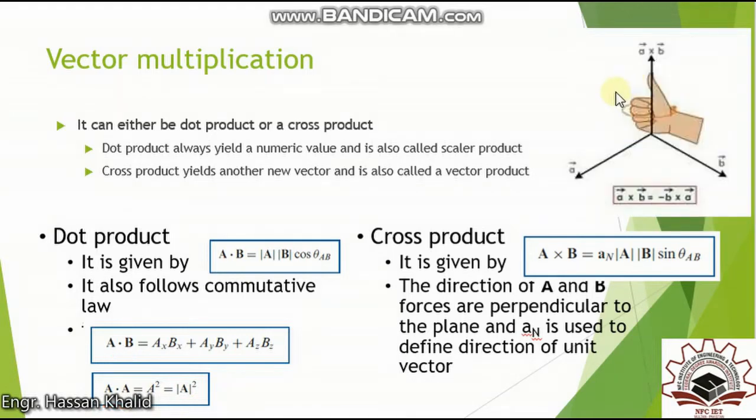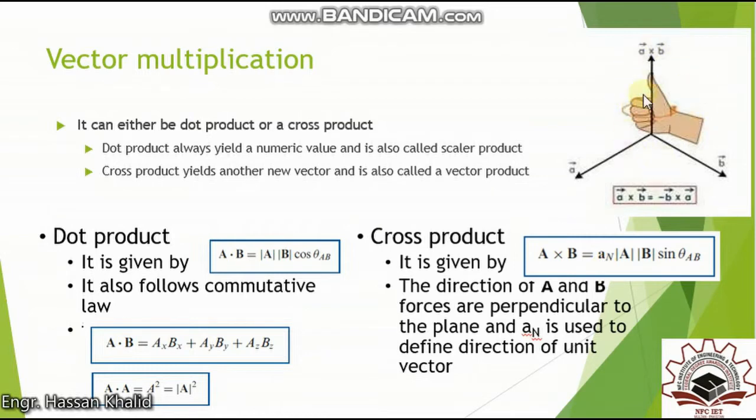Now let us look at the cross product. It's given for the two vectors A and B. The cross product is equal to the magnitude of the vector A multiplied by the magnitude of the vector B and the sine of the angle between these two vectors A and B. Here AN is the unit vector that tells the direction, which is always normal to the plane.